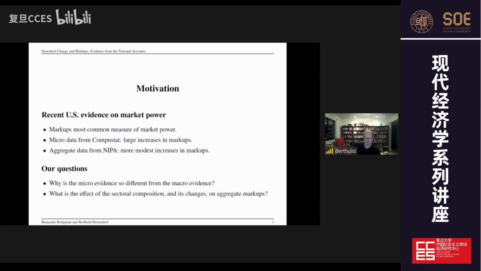And so to get started, and since I know a lot about this, we thought about structural change in this context, and we asked a more specific question: what is the effect of the sectoral composition and its changes on aggregate markups? So that's the question I mostly will answer today. And in doing so, I think I will also give you some ideas about what the gap between the micro and the aggregate data might be. But the strict formal analysis is about the second question.